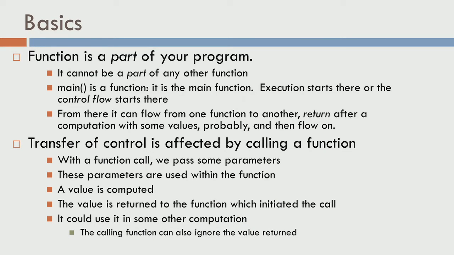Execution starts from the main function, the control flow starts there, and from there the control flow can move to one function or another and return back. Every time you call a new function from a caller, you are essentially transferring the control to the callee. With a function call you usually pass some parameters. In our case we passed base and n, and these parameters are used within the function. You compute some value, the value is returned to the caller, and the caller could use it in some other computation. The caller can also choose to ignore the value that is produced.